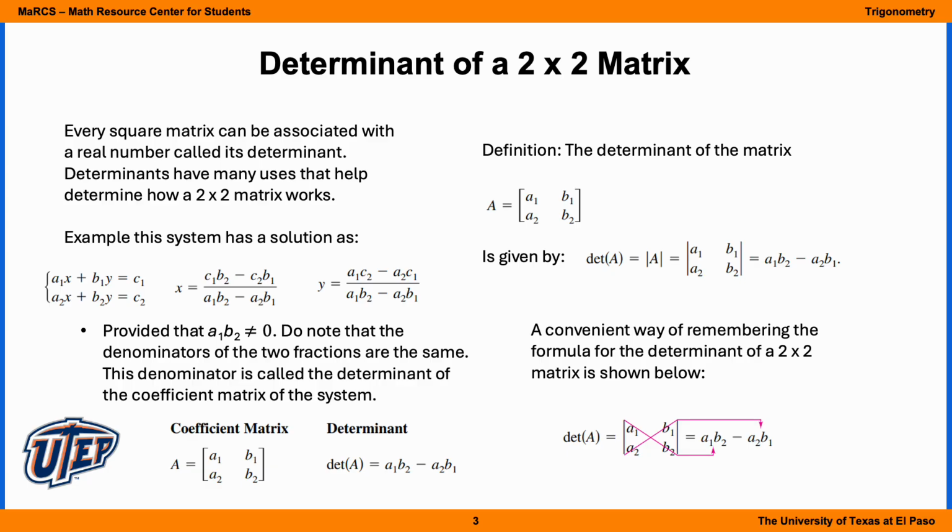Now the determinant of a 2x2 matrix gives us a lot of insight into how the matrix will work. An example is the solution of a system of linear equations. Here we're given the system A1 times x plus B1 times y is equal to C1, and the other equation A2 times x plus B2 times y is equal to C2. Now we solve for x and y by isolating them.